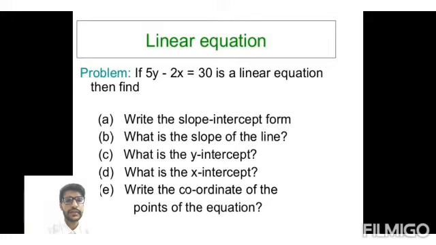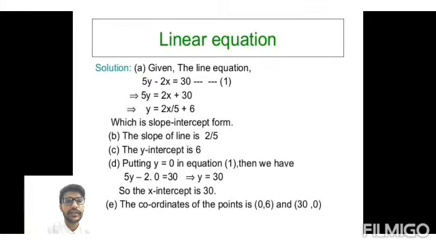Linear equation problem: if 5y minus 2x is equal to 30, find the slope intercept form, and what is the slope of the line, what is the y-intercept, what is the x-intercept, and write the coordinates of the points. Given the line equation, 5y minus 2x is equal to 30, then you can see 5y is equal to 2x plus 30, y is equal to 2 upon 5 x plus 6, which is the slope intercept form. The slope of the line is 2 upon 5, and the y-intercept is 6.